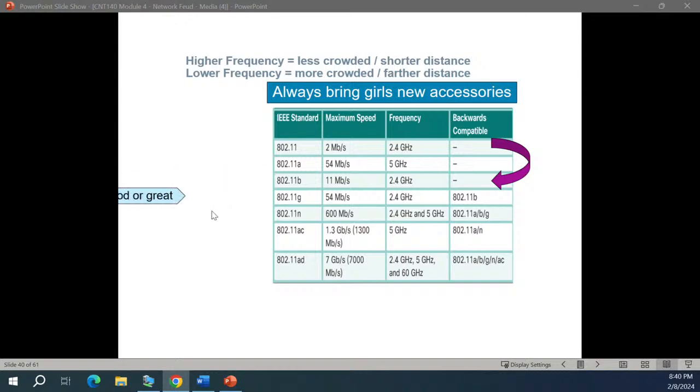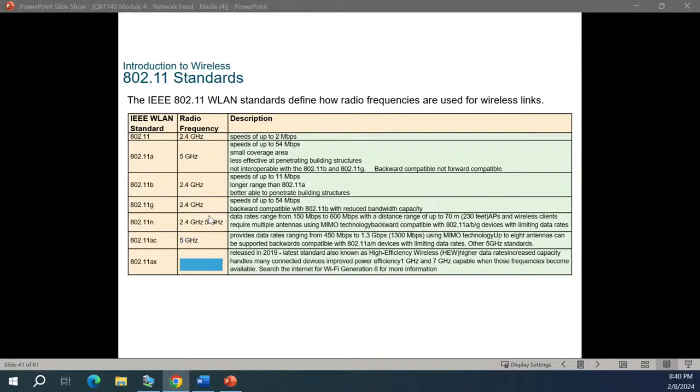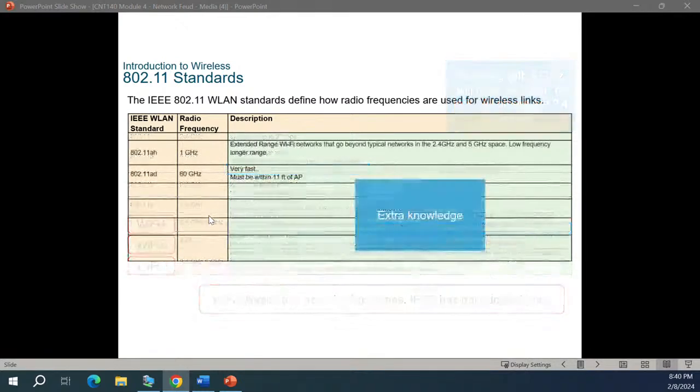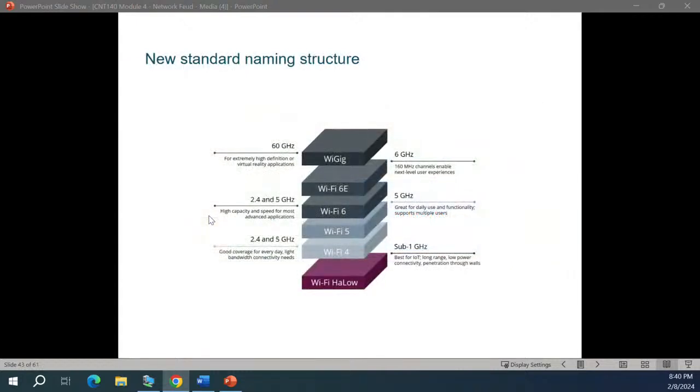Let's see. These are just some different ways that I've memorized them. And there is a new standard that has been created by the Wi-Fi Alliance. And it's so much easier. The problem is IEEE is not adopting it.